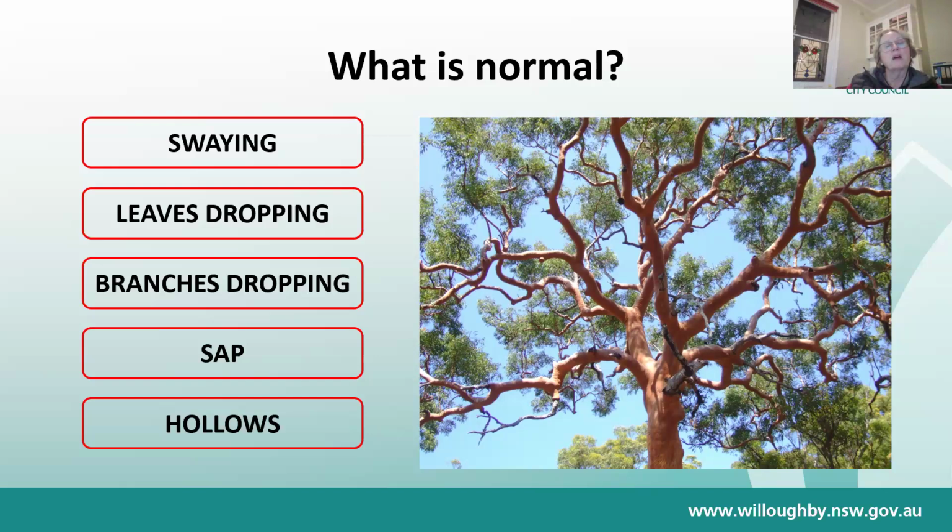Branch dropping is an interesting one. We as arborists know that deadwood will drop. Now, deadwood is species specific. The tree that you're looking at is an Angophora, and the lowest branch facing you, which is black, is a dead branch. Some trees, like your Angophoras, really hang on to their deadwood for some reason, whereas other trees, such as your lemon-scented gums, naturally prune.